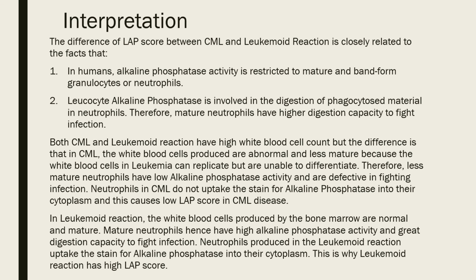Now, we will look into the leukocyte reaction. The white blood cells produced in the leukocyte reaction by the bone marrow are normal and mature. So mature neutrophils have high alkaline phosphatase activity and great digestion capacity to fight infection. It means that they are capable and they are normal neutrophils. Neutrophils produced in the leukocyte reaction take up the stain for alkaline phosphatase into the cytoplasm. This is why leukocyte reaction has a high LAP score.